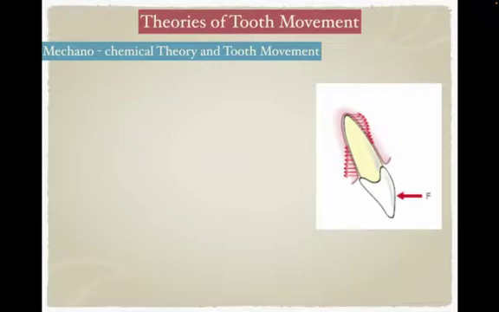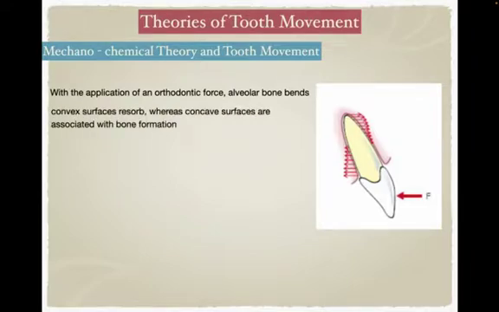The third theory that is trying to explain tooth movement is the mechanochemical theory. So we have a mechanical one and a chemical one. What happens when you apply a force? We're going to have an alveolar bone bending. So with this bending, we're going to have two sides of the bone, one convex and the other concave, similar to the tension and the compression. In the convex surface of the bone, we will have bone resorption, while in the concave surface, we're going to have bone formation. But how is that mediated?